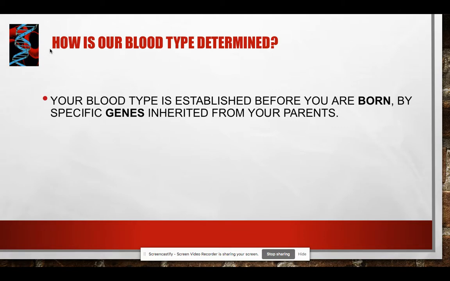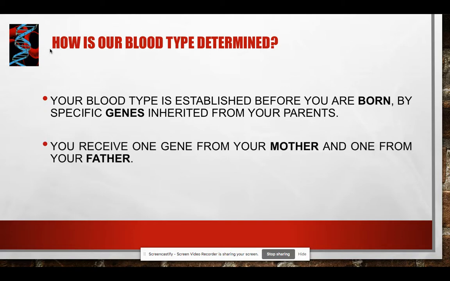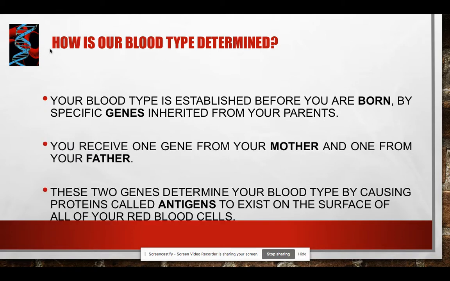Your blood type is established before you're even born, and it's given to you by the genes that you have inherited from your parents. I'm not talking about the blue jeans that you're wearing right now. I'm talking about the genetic material that your parents have given you. You receive one gene from your mother and one gene from your father. Now, these two genes determine your blood type by causing proteins called antigens to exist on the surface of all of your red blood cells. Think of them as like little flags that are in like a specific shape.